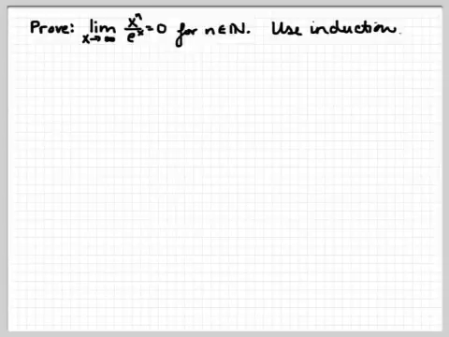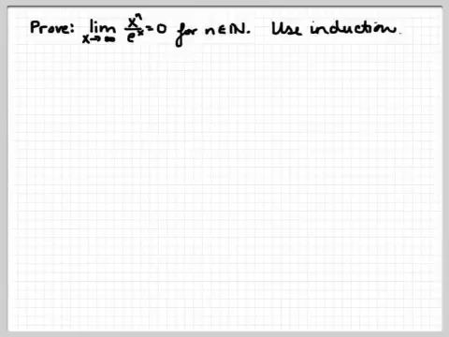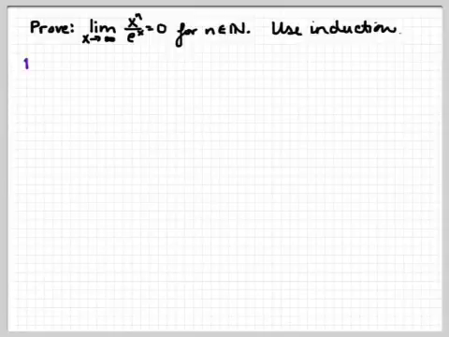Now for the second problem, we're going to prove that the limit as x goes to infinity of x to the n over e to the x equals 0 for n in the natural numbers. And as part of the instructions, it says use induction. Now, some of you proved this without using induction, but I didn't give you very many points for that because the instructions did say to use induction. Okay, so sorry. All right, here comes the proof.